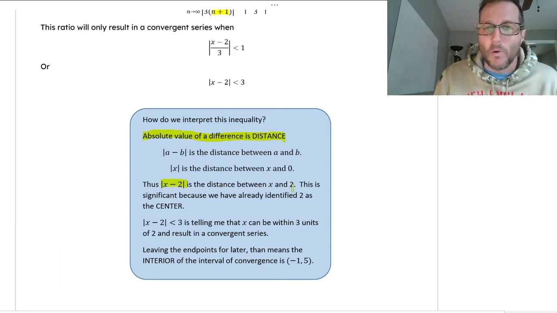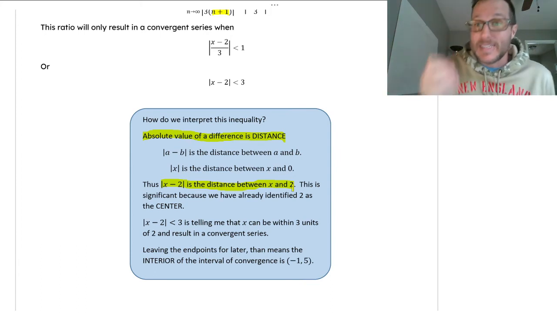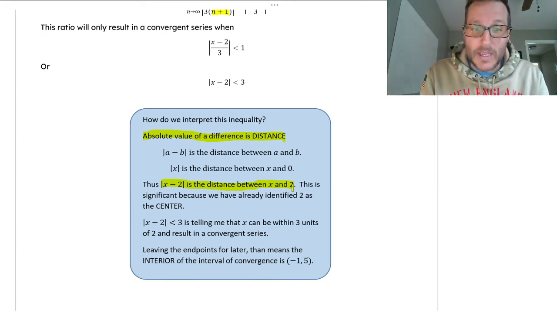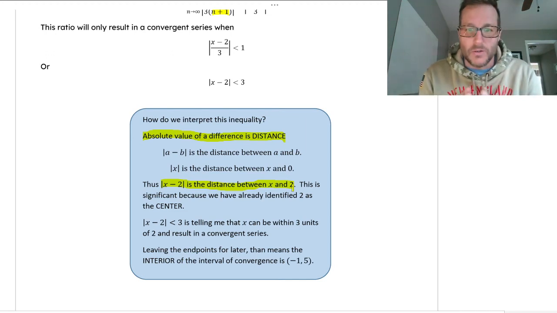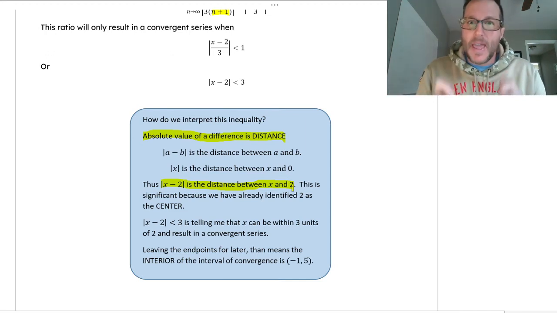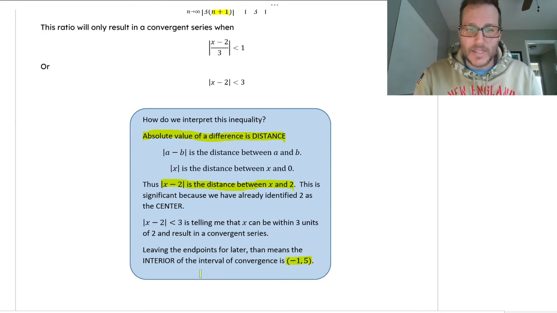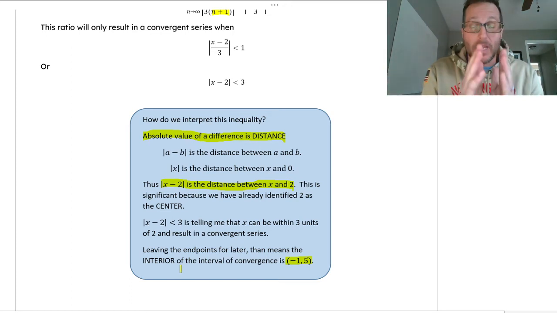Now it is so important to see that interpretation because we've already pegged 2 as the center of this power series. So that means the distance from 2 that x can go is 3. I can go 3 units on either side of 2 and be convergent. That gives me the interval of convergence to be -1 to 5. Now again, that's the interior, so that's not even talking about the endpoints yet. But I can move 3 away.